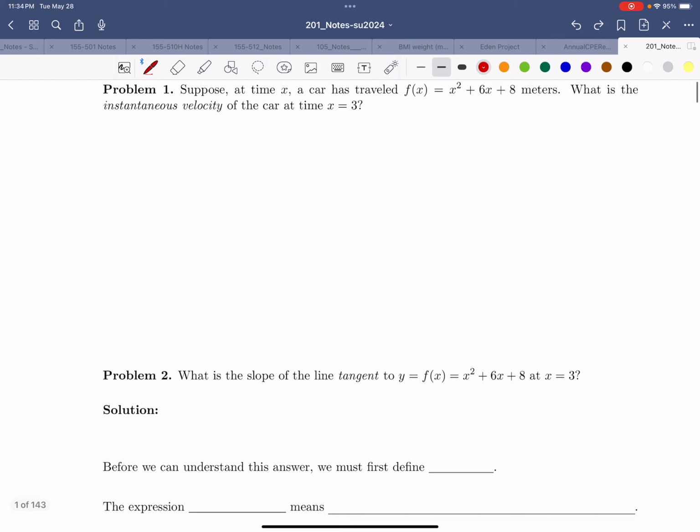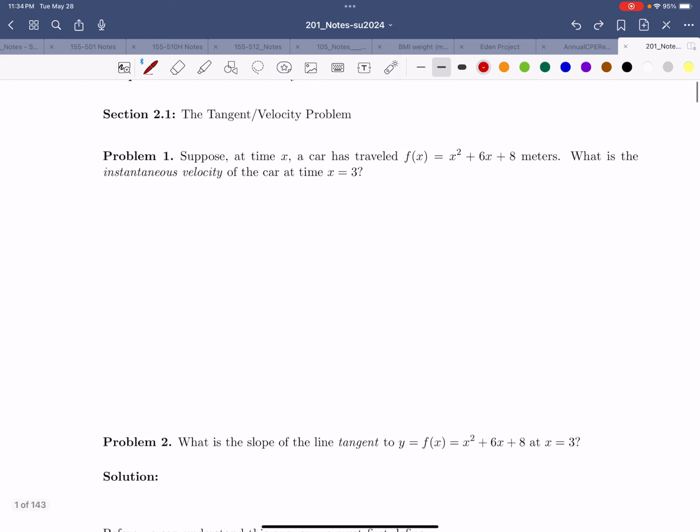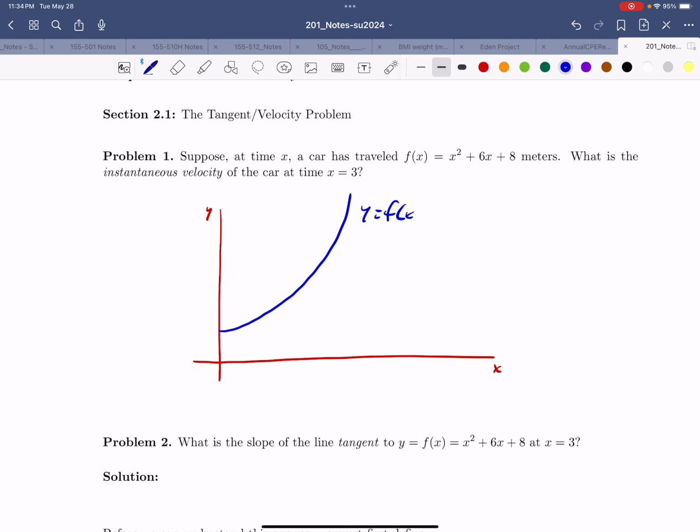Well, look at problem 2 now. All right, pause the video, read that. So here, it seems like whether we're looking at problem 1 or problem 2, it might be in our best interest to graph the function. And this is a pretty approachable function, right? Y equals x squared, right? That's a quadratic, I hope we know this. This is y equals f of x. Okay? And problem number 2, what's the slope of the line tangent to the curve?